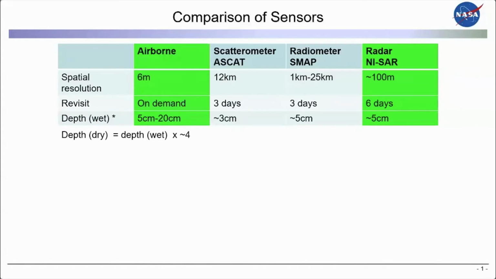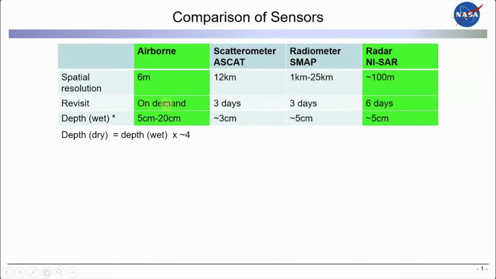To choose which sensor is best for us to meet our goal, I list some of the details of available sensors. The airborne has the spatial resolution of 6 meter. Spaceborne spectrometer or radiometer like SMAP has the resolution of 1 kilometer to about 25 kilometer. Future spaceborne radar offers about 100 meter.